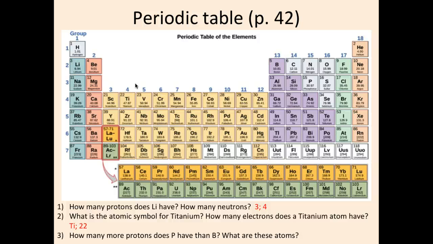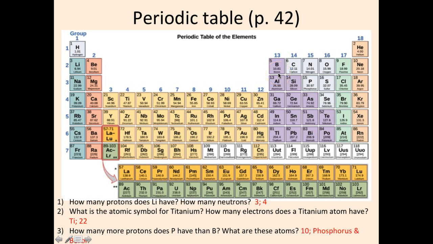And finally, if we look for how many more protons P has than B, the number of protons is going to be the atomic number, which is again the number in the top left-hand corner. So for P, it is 15. For B, it is 5. We subtract these two to see how many more, and we get 10 more protons in P than B. And these atoms, if we look at the bottom for the name of the atom, we get P is phosphorus and B is boron. So 10 more protons in phosphorus than boron.